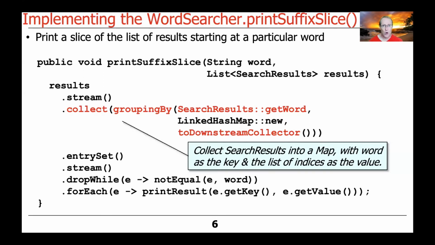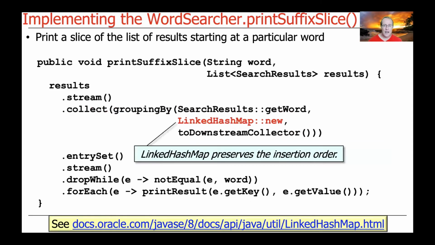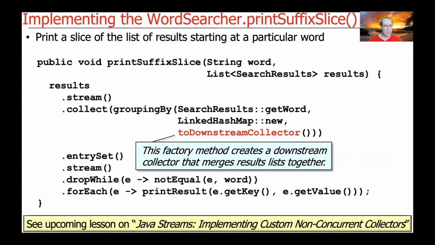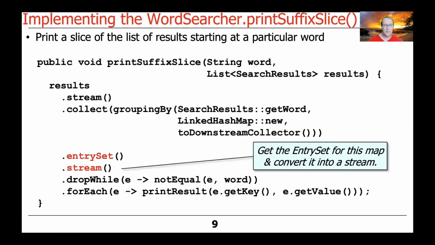We're going to use the getWord method reference as the classifier to make the map where the strings are the keys. And we're going to have a downstream collector that we'll see later that is used to merge all the result lists together. We use the LinkedHashMap constructor reference to make a linked hash map that preserves the insertion order. And we'll talk more about the toDownstream collector later.